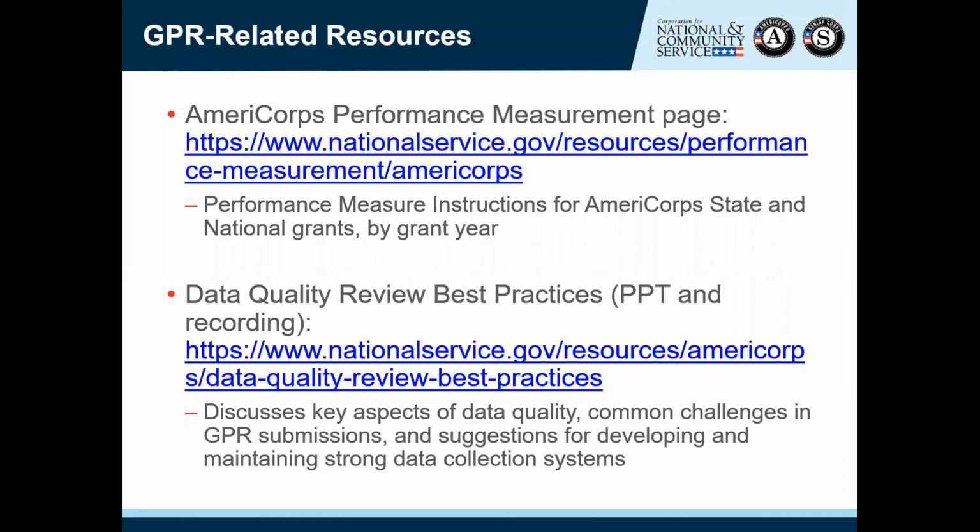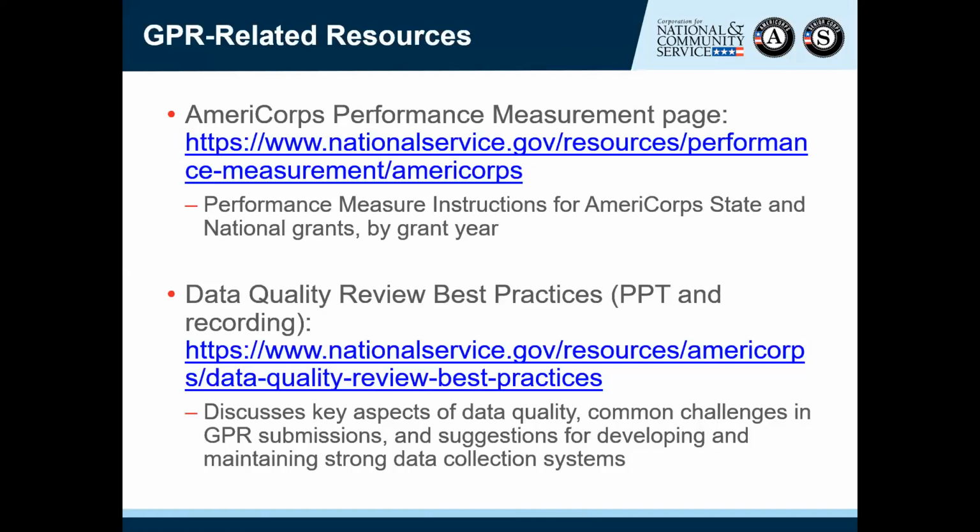As I mentioned way back at the beginning of the presentation today, CNCF uses progress report data to answer questions from our stakeholders, which include Congress and the American public, about the impact of CNCF programs across the country. So it's really important that AmeriCorps grantees set up their performance measures correctly during the application process, and then report on the GPRs complete, accurate, valid, and verifiable data on both performance measures and performance data elements.